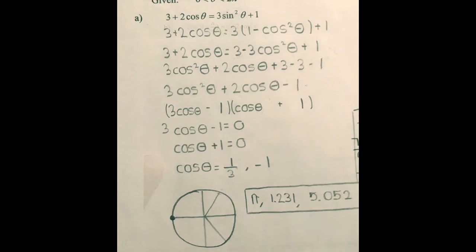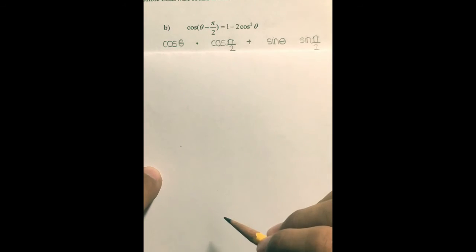Okay, so for problem B, we have cosine times theta minus pi over 2 equals 1 minus 2 cosine squared theta. So first, we have to do the rap song for cosine, which is cosine, cosine, sine, sine. And so if we remember from the rap song, we have to change this sign right here to a plus. So we have cosine theta times cosine pi over 2 plus sine theta times sine pi over 2.